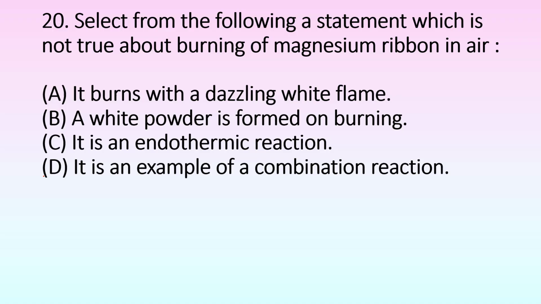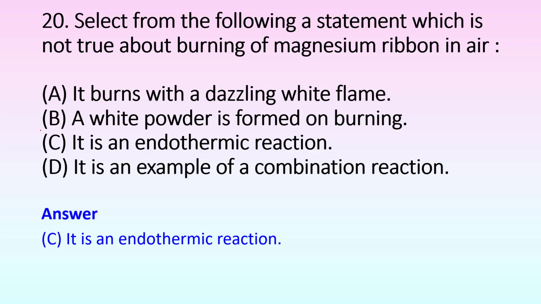Next, question number 20. Select from the following a statement which is not true about burning of magnesium ribbon in air. First, it burns with a dazzling white flame. This is true. A white powder is formed on burning. This is also true. It is an endothermic reaction. This is false. So the answer is option D.